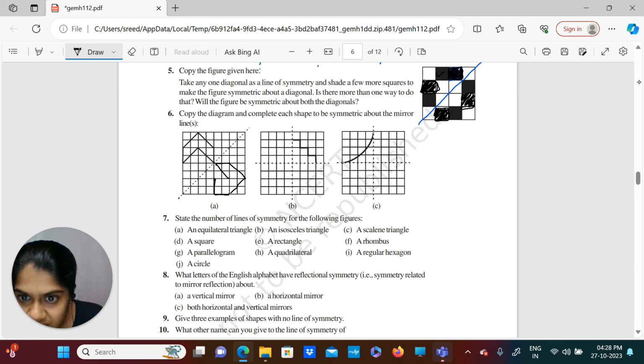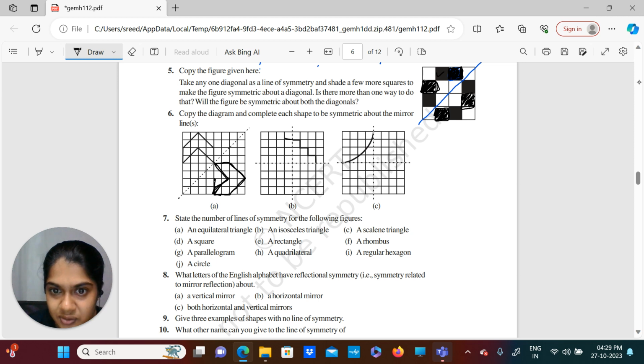Yes, then from here I can draw like this, like this. Yes, now I made it correct. Okay, so now it's identical, right? Yes, if you fold, that will be symmetrical. Okay, this is very easy. You can draw like this, this, like this, and like this, correct?